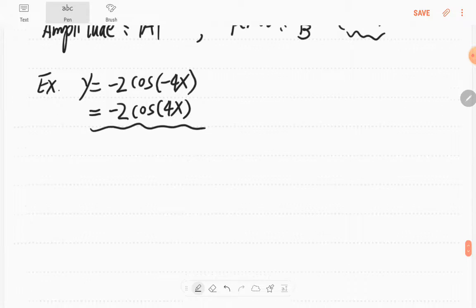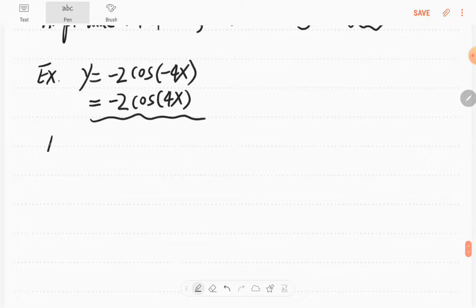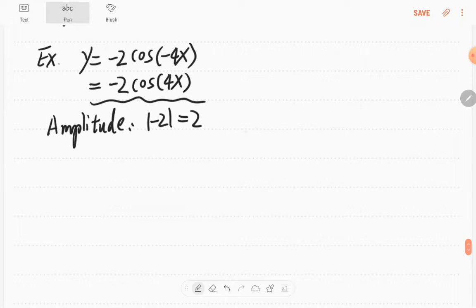It becomes 4x. Okay, so the amplitude is the absolute value of negative 2, which is 2. So that means it will oscillate between negative 2 and 2. So the height is 4, right? And the period is 2 pi over b, where b is 4, right? So it's pi over 2. So the period is pi over 2.